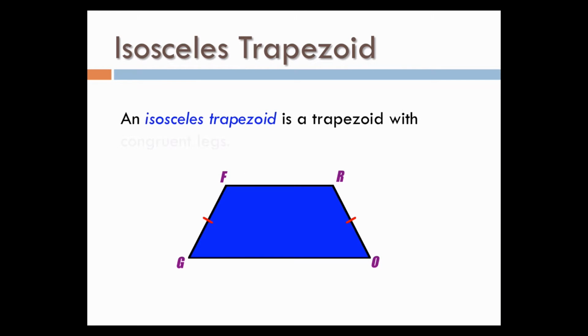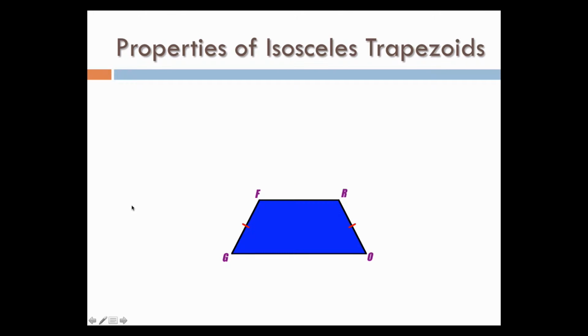We good? All right, isosceles trapezoid. So, what do you figure an isosceles trapezoid would be? That the two legs would be congruent. Beautiful. Just like an isosceles triangle, an isosceles trapezoid is a trapezoid with congruent legs.